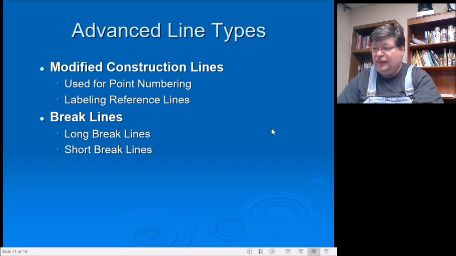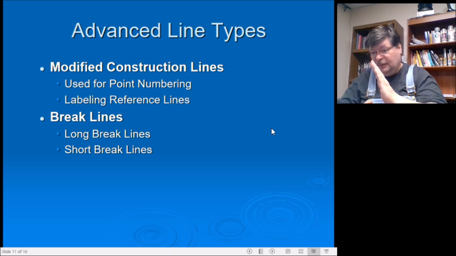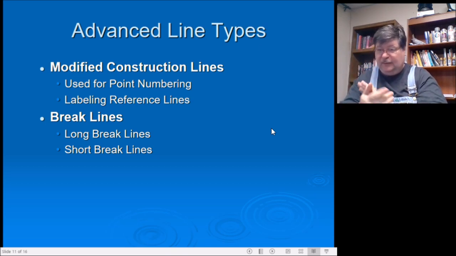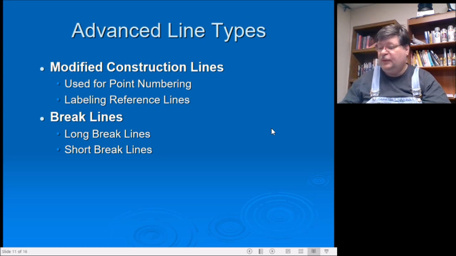Break lines, short break lines and long break lines. Long break lines are used on partial plans to break the plan in half or to cut off half the plan. And we use a little line with a squiggly on it and continue the line to mean, hey, there's something over here where we removed it. That's called a partial plan. A short break line is used in section views. So when we get to section views, you'll see an example of a short break line.